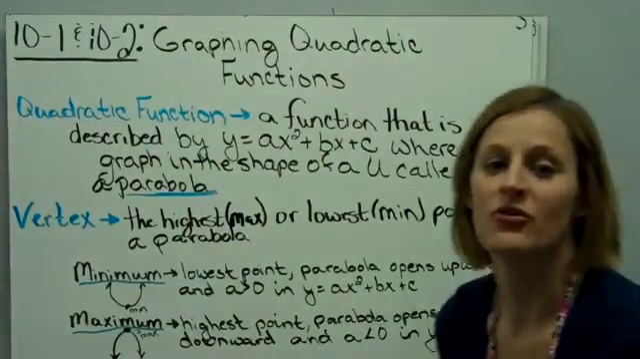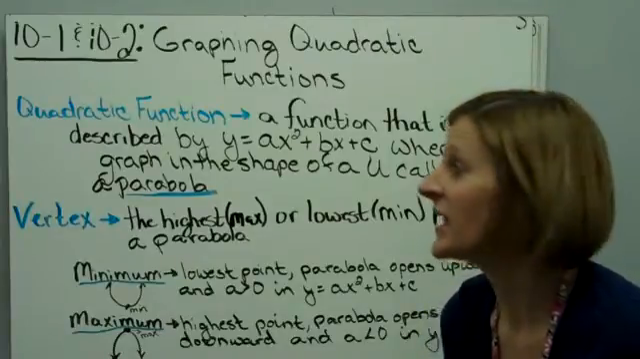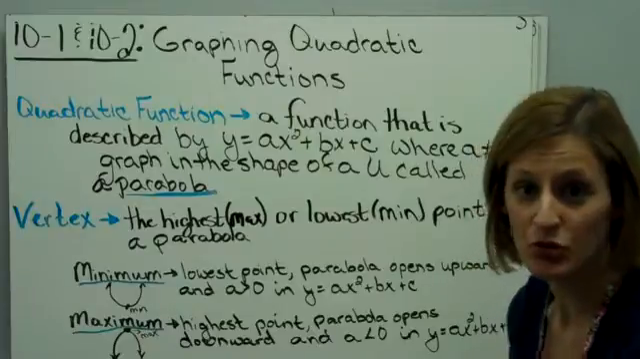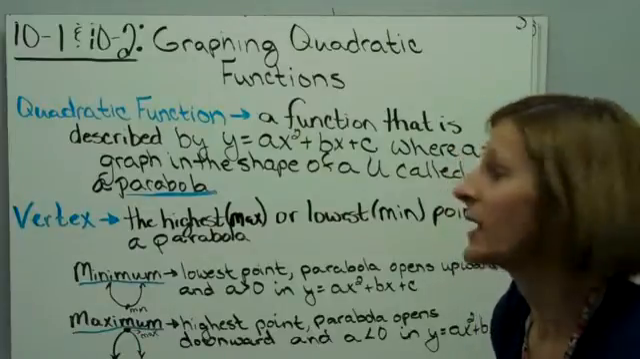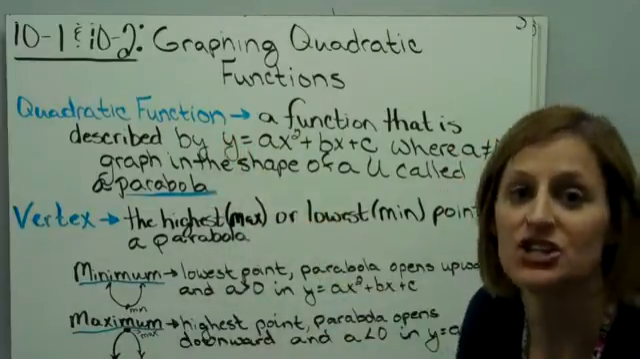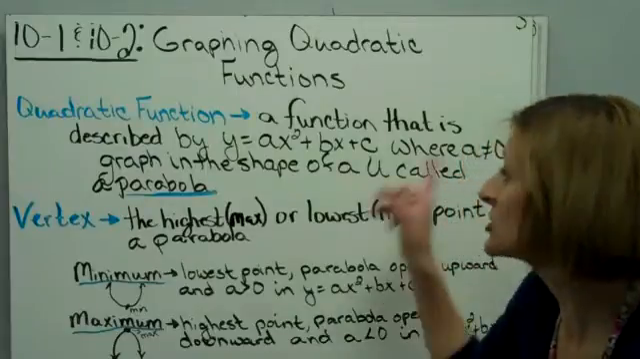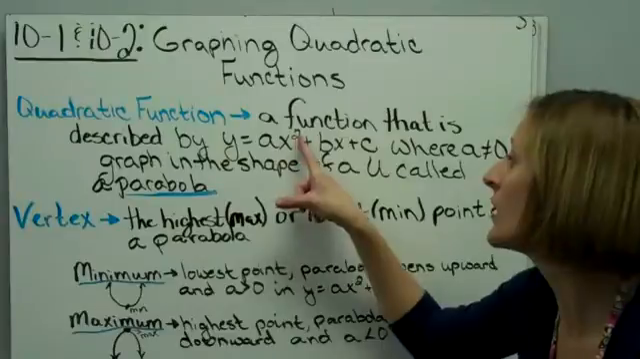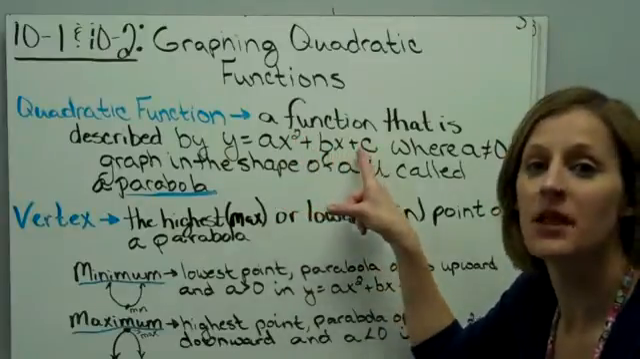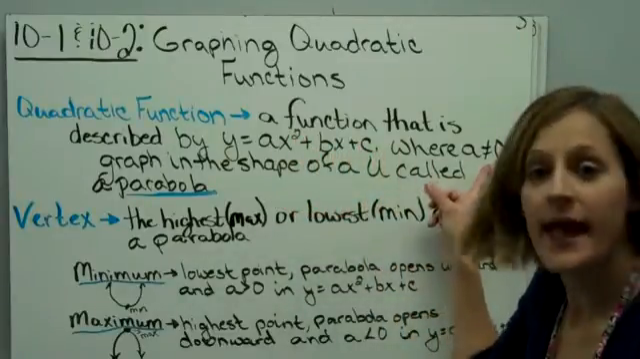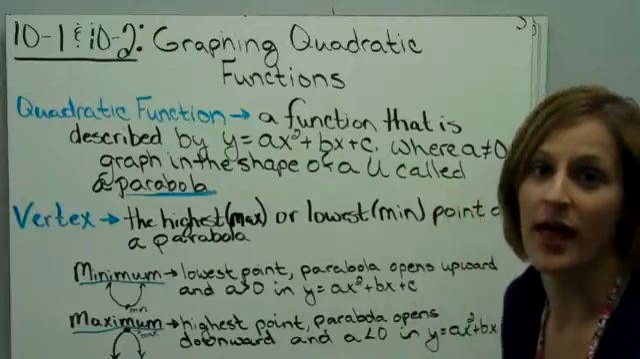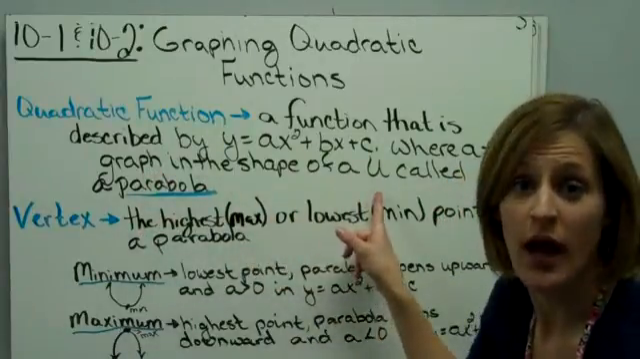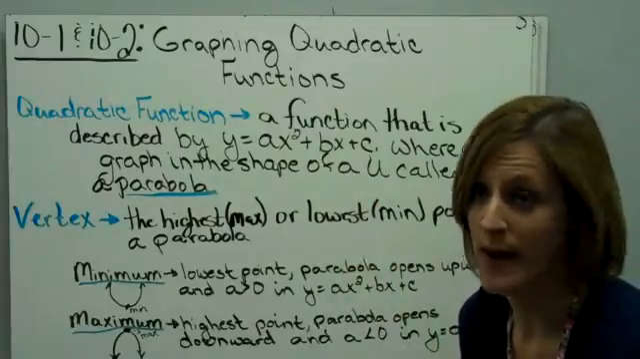Today we're going to look at graphing quadratic functions. Two things you need to know about a quadratic function before you graph it is what a quadratic function is. This is a function that is described as y equals ax squared plus bx plus c, and the a is not going to be 0, ever. Now, the graph is in the shape of a U, and we call that a parabola.